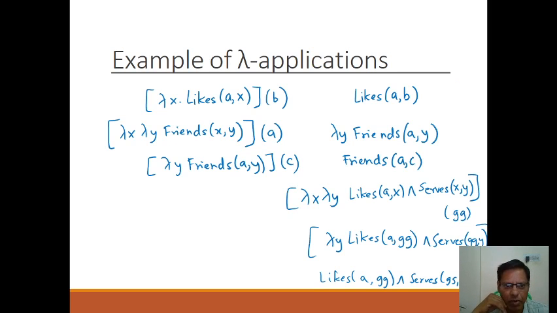These are examples of lambda applications. Lambda x likes a, comma, x into b, that is a binary logical operation of x. Lambda x, lambda y, friends x, y, comma, so a. It is the meaning of friends x, comma, y, and it is a binary operation. Okay, lambda y friends of a y, where y is c: likes a b, and lambda y friends of a y gives friends of a c. This is the combination of the relational statements of the arguments.